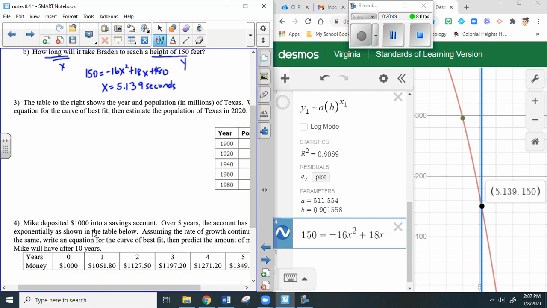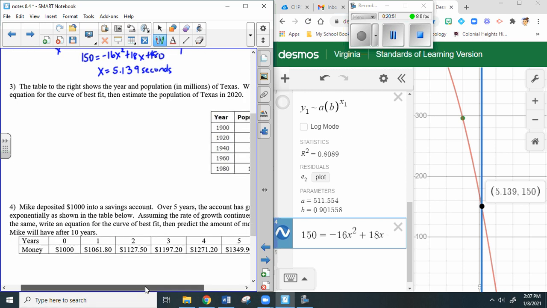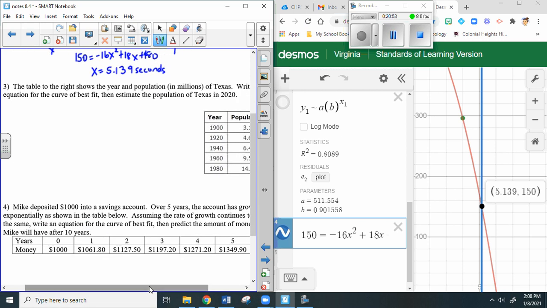All right, this next one says the table to the right shows the year and population in millions of Texas. I want to write an equation for the curve of best fit and then estimate the population in 2020. Okay, so let me slide over here.